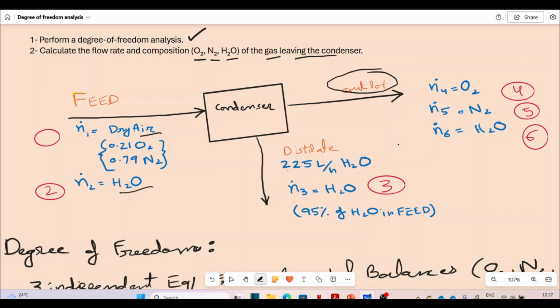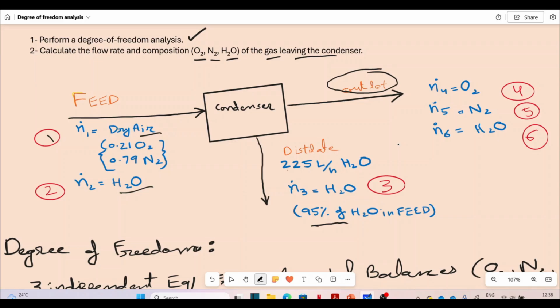N2 is the molar flow rate of water that goes with the dry air into the condenser. So N1 and N2 we don't know. Then the water is being condensed. How much? It says that 95% of the water in the feed was condensed. But how much water comes out in terms of molar flow rate we don't know, so that's why I put it here as 3. And in the outlet three things are coming out: oxygen, nitrogen and water.